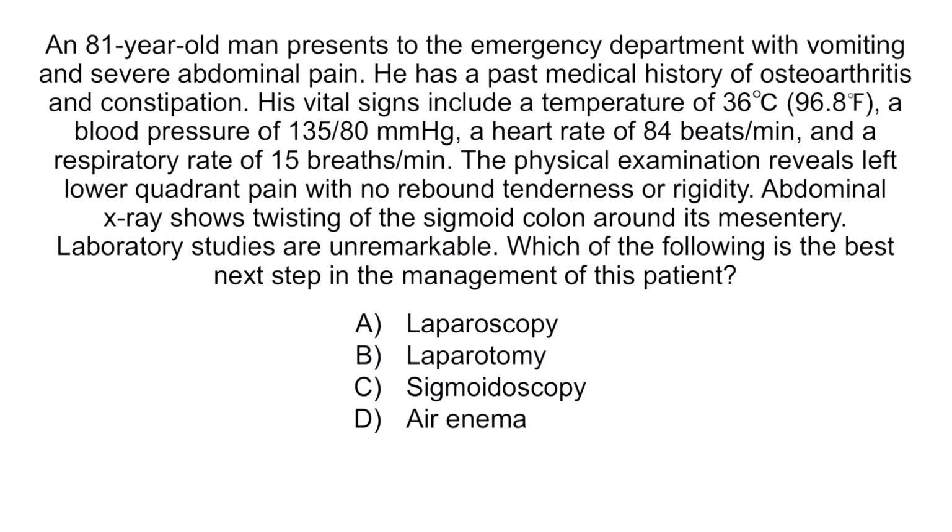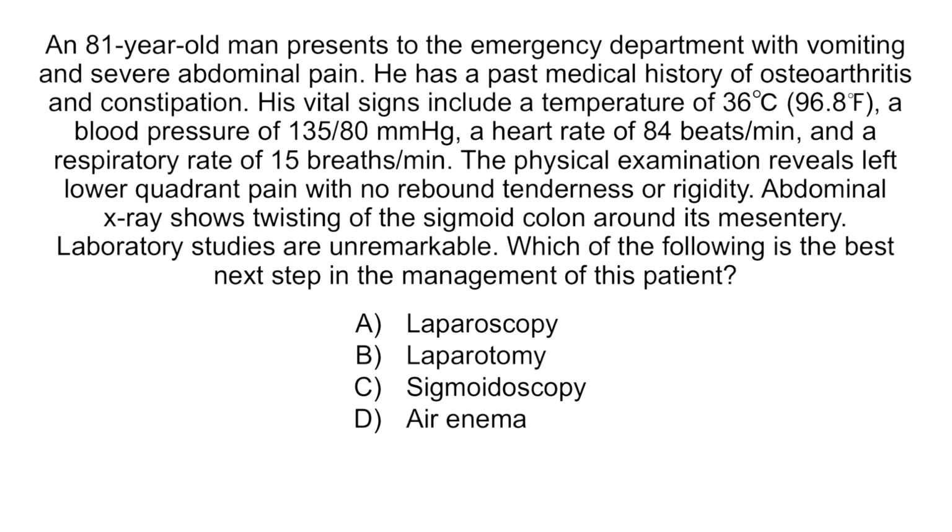An 81-year-old man presents to the emergency department with vomiting and severe abdominal pain. He has past medical history of osteoarthritis and constipation. His vital signs include a temperature of 36 degrees Celsius, a blood pressure of 135/80, a heart rate of 84, and a respiratory rate of 15. Physical exam reveals left lower quadrant pain with no rebound tenderness or rigidity. Abdominal x-ray shows twisting of the sigmoid colon around its mesentery. Laboratory studies are unremarkable. Which of the following is the best next step in the management of this patient?